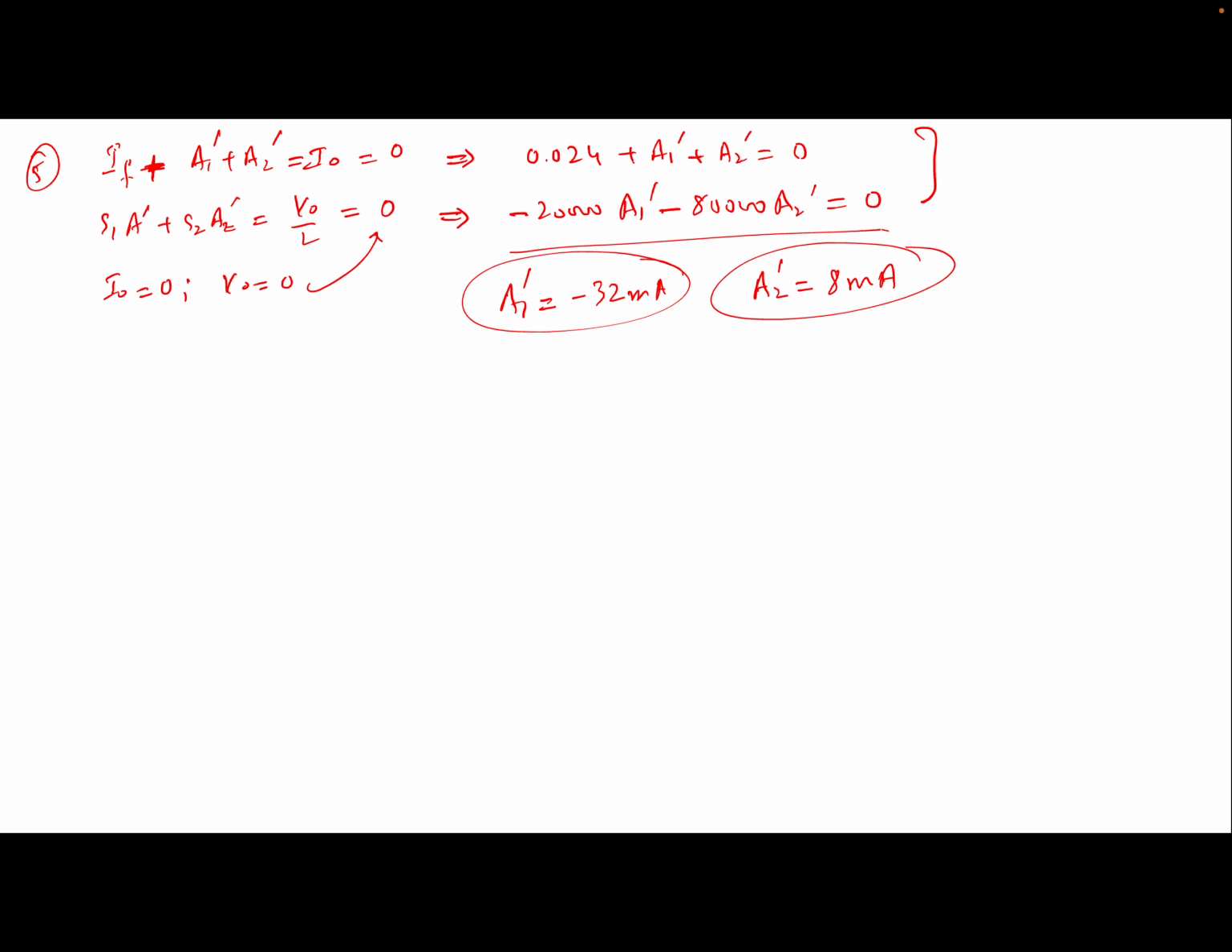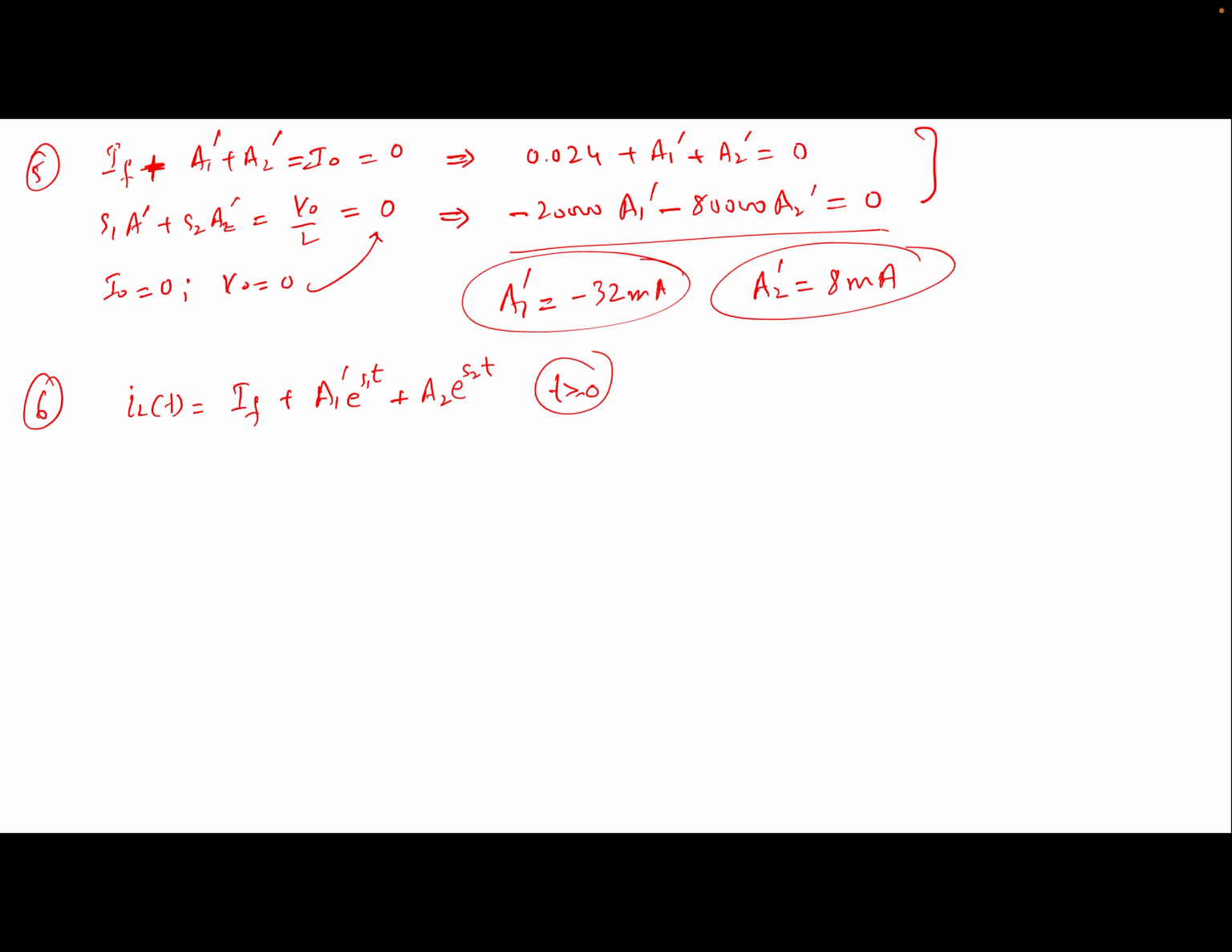So now you have the values of A1 prime, A2 prime, S1 and S2. You can easily plug all of those values back into the inductor current equation. Again, the inductor current equation was I_F plus A1 prime e raised to power S1 t plus A2 prime e raised to power S2 t. Once you do a few example problems, you're going to start to actually remember most of this formula.